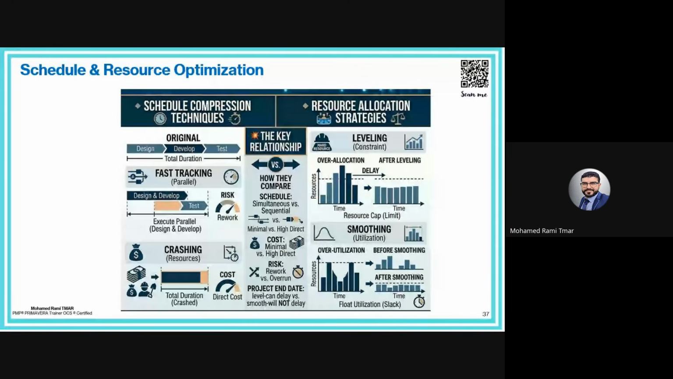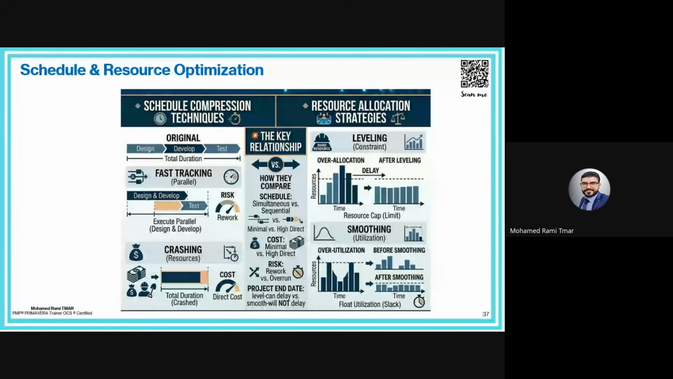So now once we have the schedule, we also need to manage resources efficiently, because sometimes we will have an over allocation of resources. And if we have over allocation, we will be obliged to apply a resource allocation strategy or optimization technique, like for example, resource smoothing. Resource smoothing is adjusting activities within the available float.